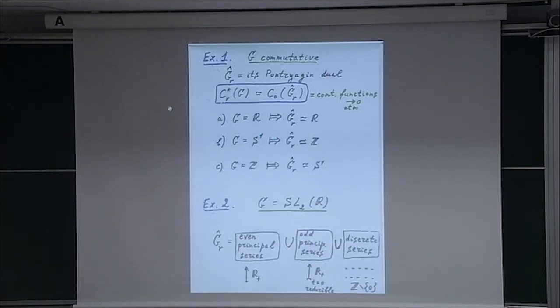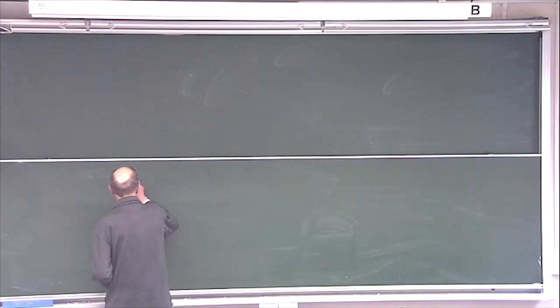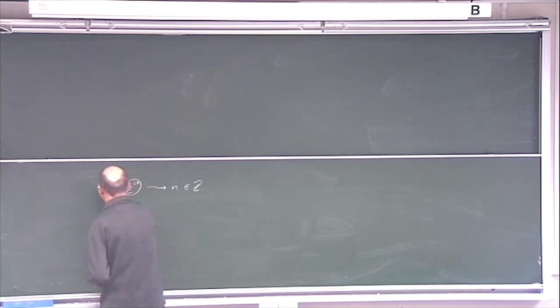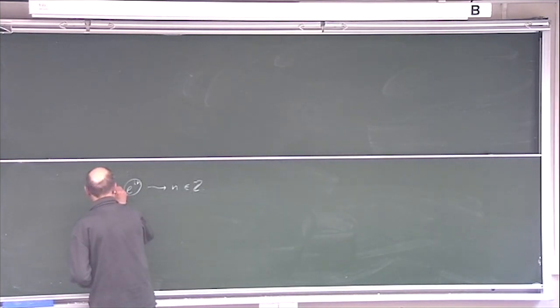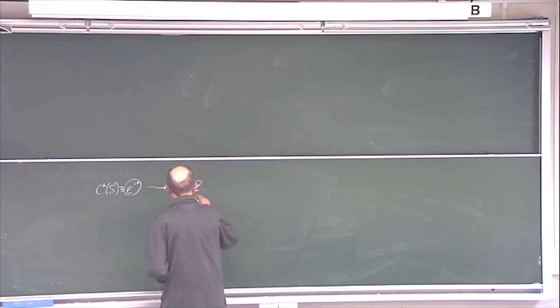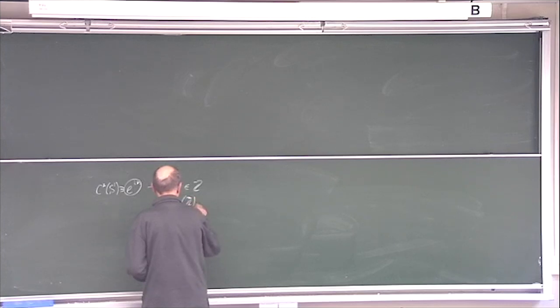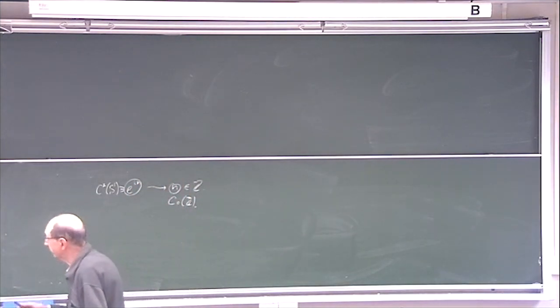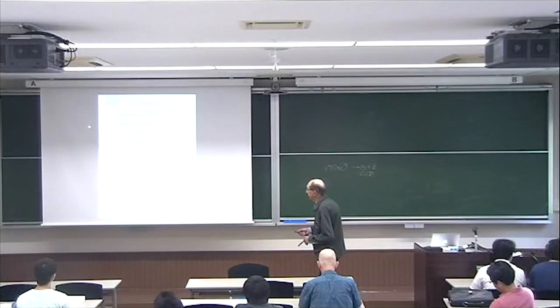So how does it work? On the circle you have just the usual functions, the exponentials e to the i n theta, and then they go to n in Z. This is the dual of the C-star algebra of S1, and this goes into C0 of Z. So this is the Fourier transform, which is Pontryagin duality in this case, and backwards, of course, if you take Z, the Pontryagin dual will be the circle.